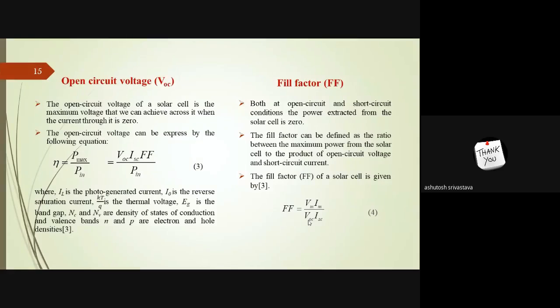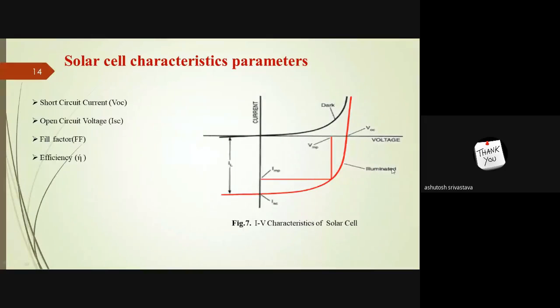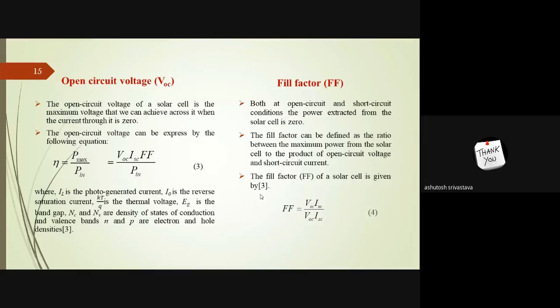This Vm and Im I can show. Yeah, this one. This Vm is the maximum voltage that can be extracted, and then this is the maximum current that can be extracted. That has to be equal to ISC and VOC, but will not be equal because of the losses and all.